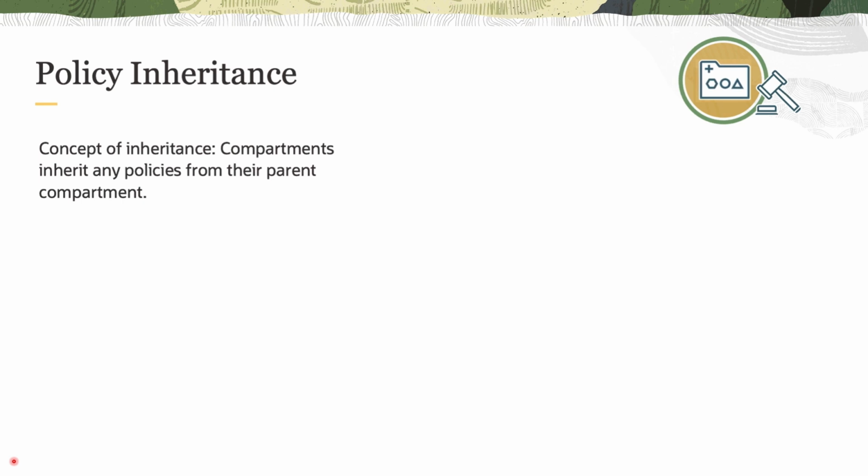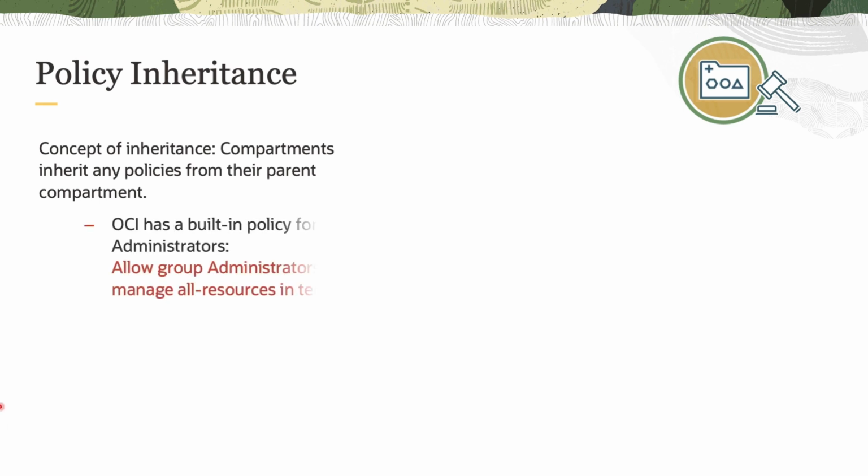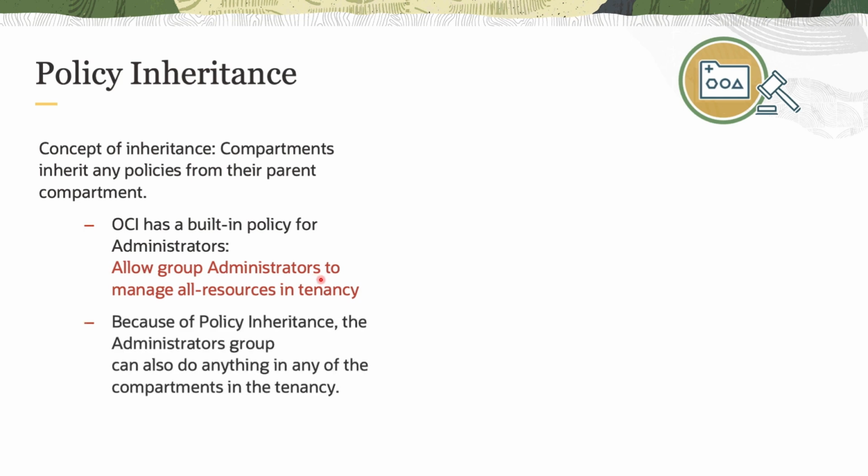The principle of inheritance says that compartments inherit any policy from their parent compartment. And as you can see, we have this standard admin policy in the root compartment, which cannot be edited or deleted. And also if you notice that admin group here is not prefixed with the domain name, that indicates this policy belongs to default domain. So any user who belongs to administrator group in the default domain has permission to manage all resources in any of the compartment of the tenancy.